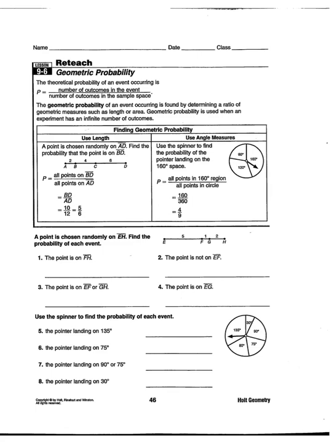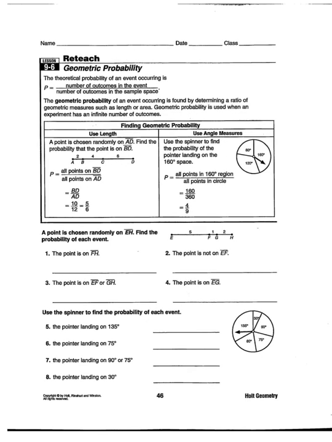If we're using length, like in this first example, it says a point is chosen randomly on AD. Find the probability that the point is on BD. The entire line is line AD, so that's going to go on the bottom, whereas the part of that line would be BD, so that would go on the top. BD is actually 10, so that's where they got this from. And your AD, the entire segment, is going to be 2 plus 4 plus 6, that's 12. So then you would have 10 over 12. Now, if you simplify that, you'd end up with 5 over 6.